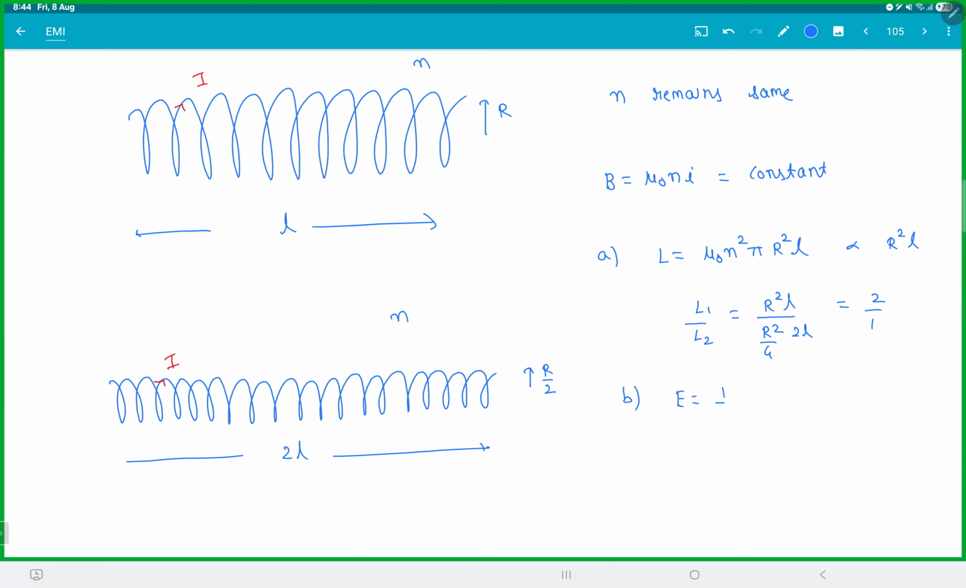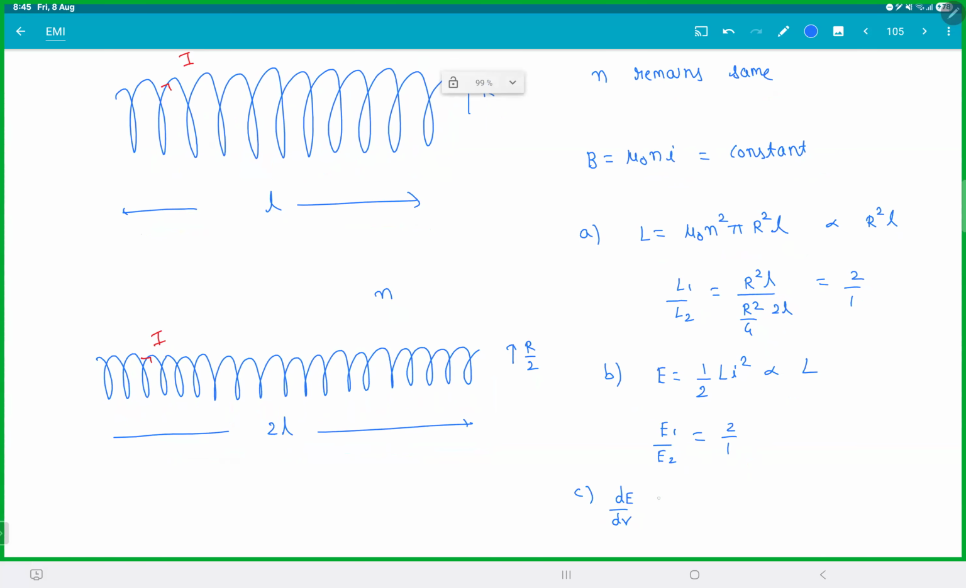Length is double. 2:1. What is energy stored? Energy is half Li square. This is also proportional to L. E1 by E2 is 1:1. No, 2:1. What is energy density? dE by dV is 1 by 2 mu naught B square. This is constant because B is constant. 1:1.